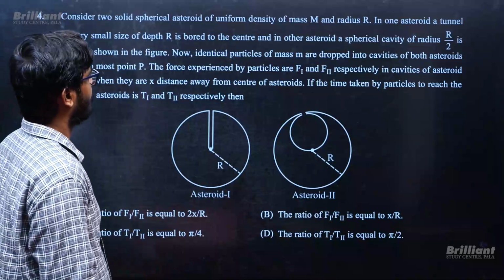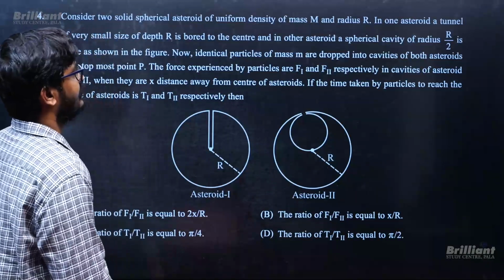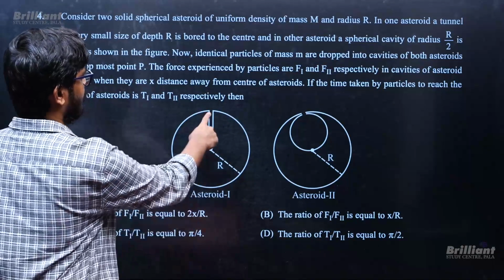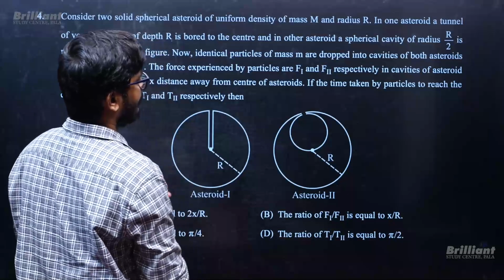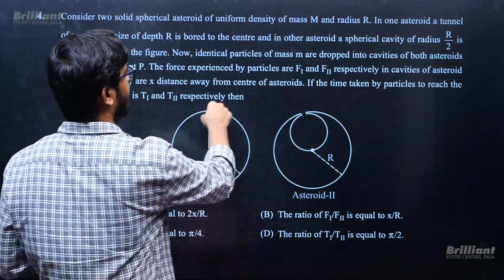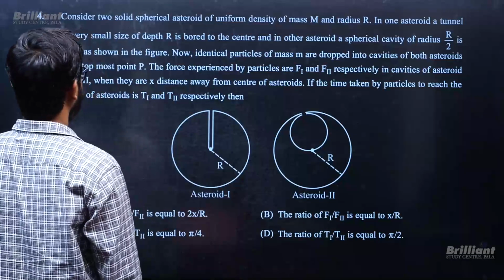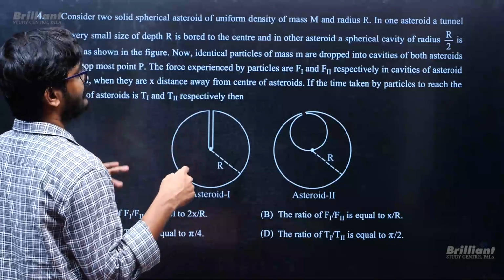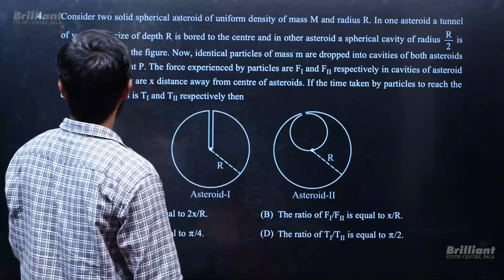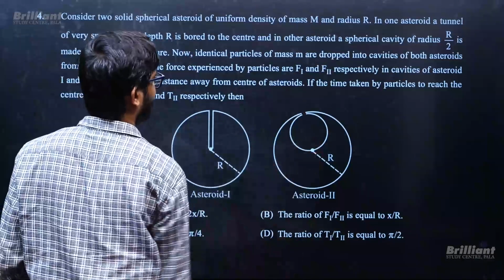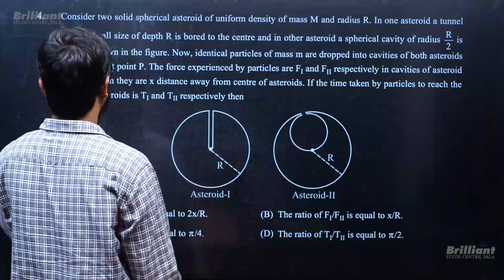Consider two solid spherical asteroids of uniform density, of mass M and radius R. In one asteroid, a tunnel of very small size and depth R is bored to the center, and in another asteroid, a spherical cavity of radius R by 2 is made, as shown in the figure. Now, identical particles of mass m are dropped into the cavities of both asteroids from the topmost point P. The force experienced by the particles is F1 and F2 respectively, in the cavities of asteroids 1 and 2, when they are at a distance x from the center. Now, the time taken by the particles was also given.